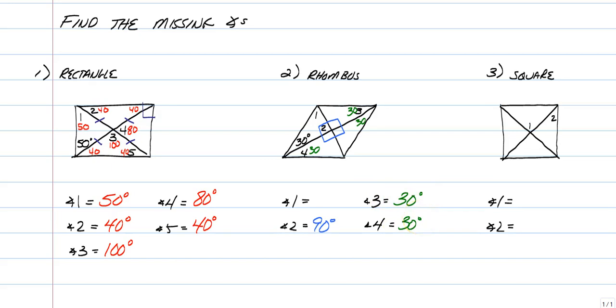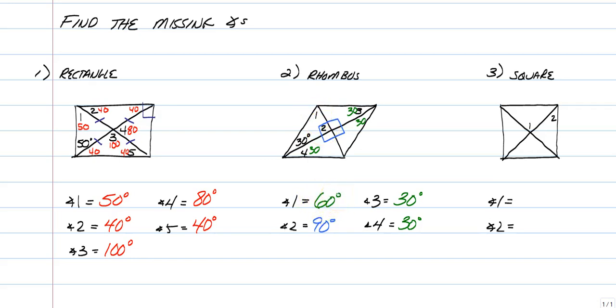So the last one is, how do you find the measure of angle 1? Same as what we did in the last question when it came to triangles. Triangles add up to 180. So here's 30, here's 90, we have 120, we're missing 60 degrees.